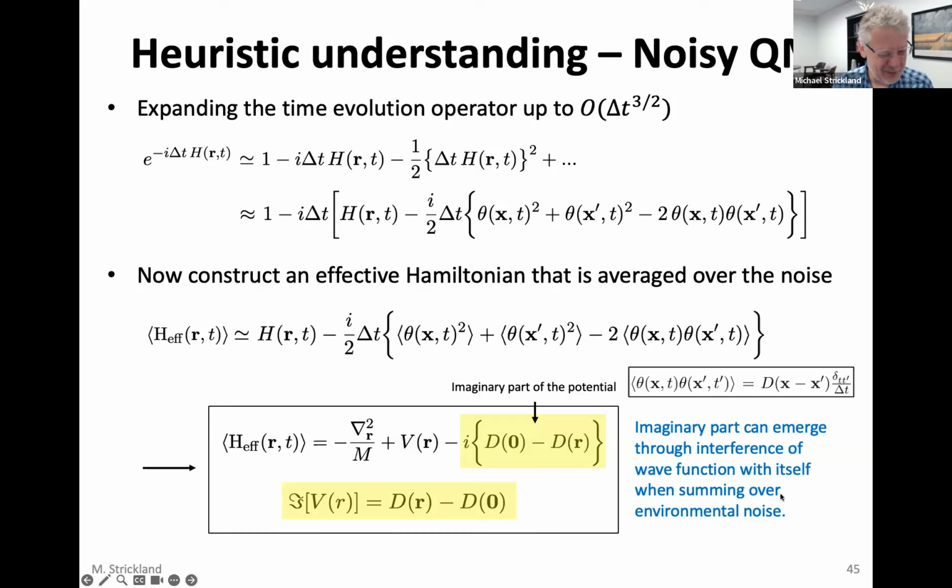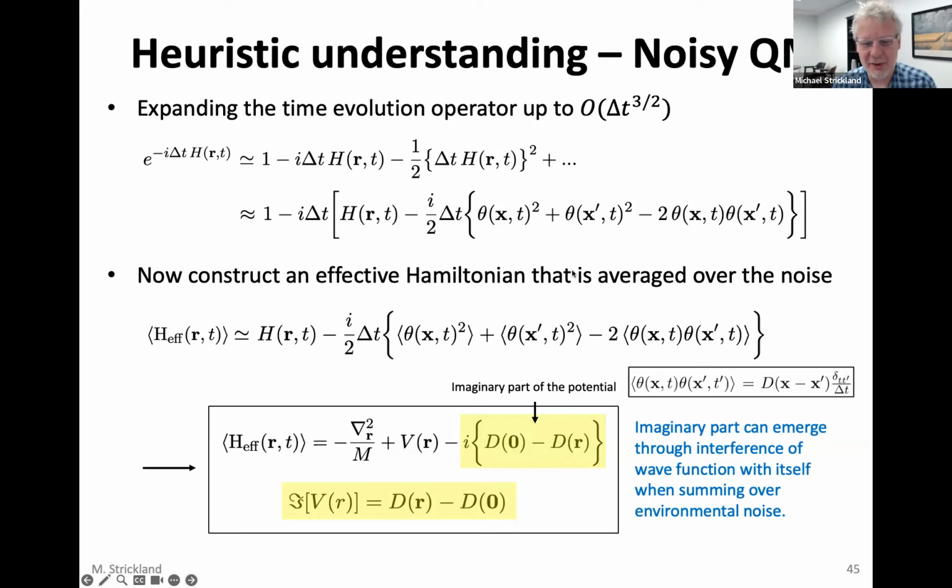Now, if you like to think of things in terms of the path integral, what this is saying is that, as I propagate through the quark-gluon plasma, I have some wave function, and there's a noise field, but I have to sum over all possible noises, right? And what can happen is that the wave function interferes with itself when you sum over all of these possible noise realizations. And that's encoded in this term in the evolution operator.